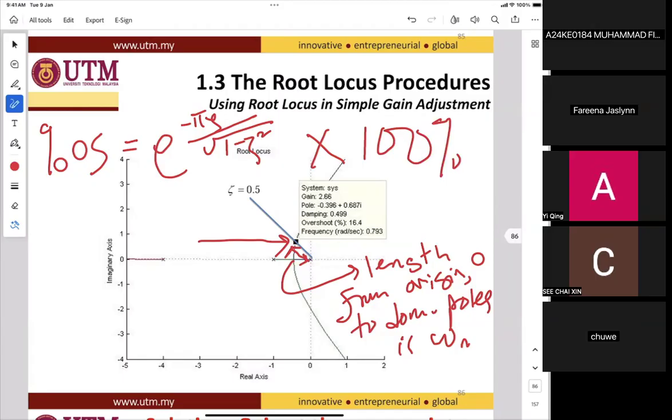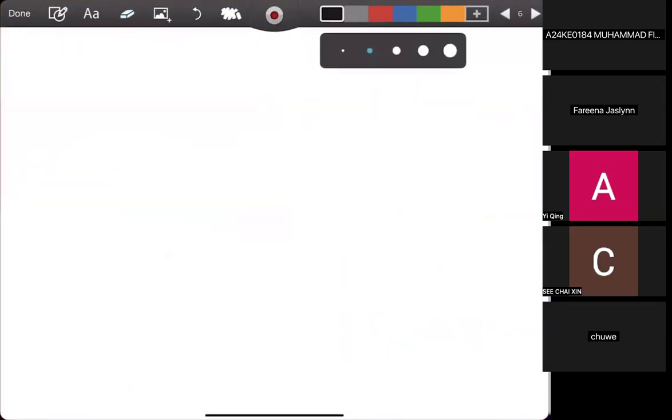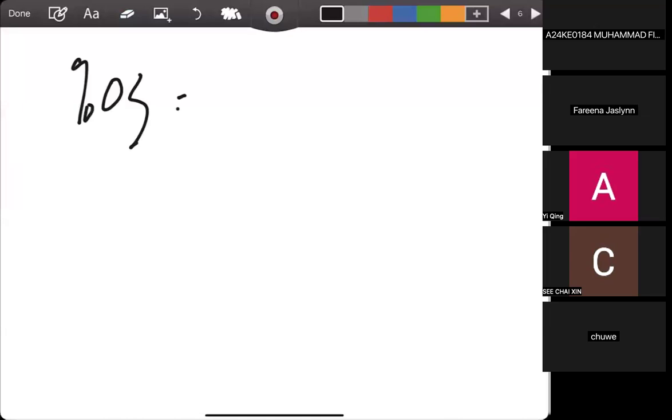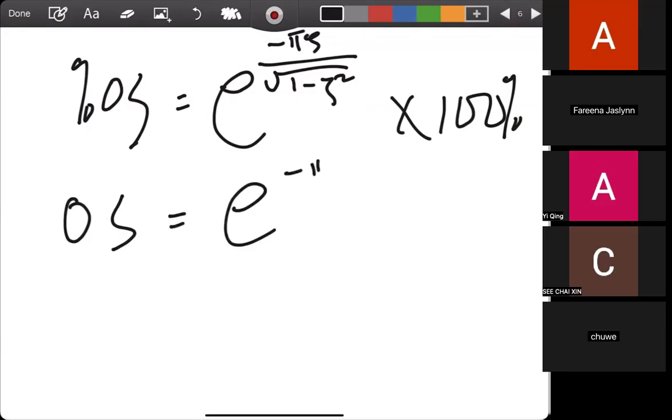Hello guys. Yes, Doctor. Noted. Okay, I wrote it again. Overshoot exponent, multiply 100. OS is equal to 1 minus, 100% gone. Okay.